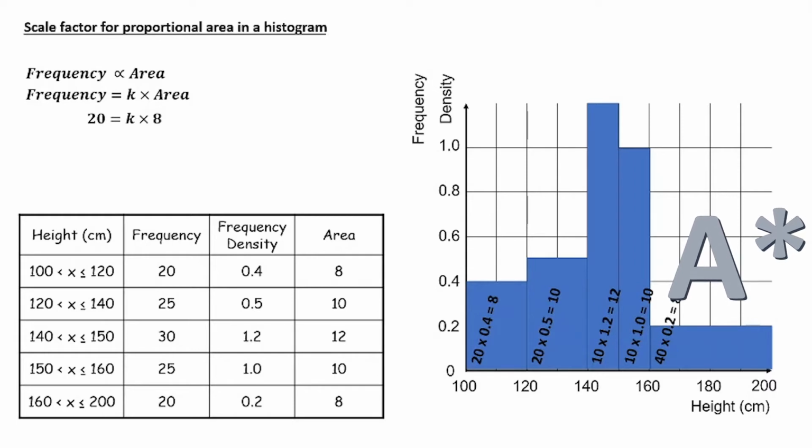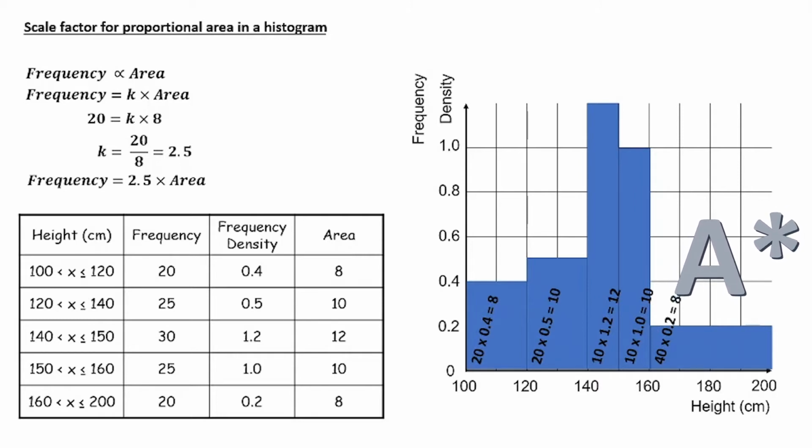We know the frequency is 20, K is unknown, but the area is 8. So through this simple relationship, we should be able to find out the scale factor K. The scale factor K is 2.5. So anytime I have an area, if I multiply it by 2.5, I will be able to find the frequency. And obviously this can be rearranged so that frequency divided by 2.5 will equal the area. So this scale factor will help us throughout a variety of questions.